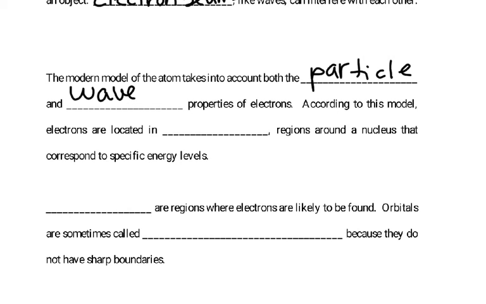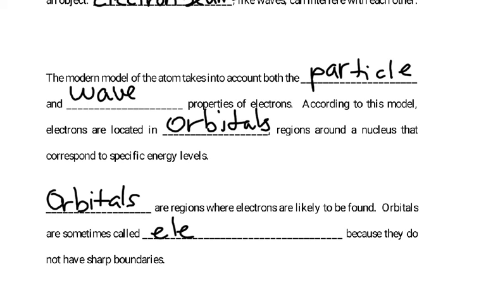Properties of electrons. According to this model, electrons are located in orbitals, which are regions around a nucleus that correspond to specific energy levels. And we do know that orbitals are regions where electrons are likely to be found. We can't pinpoint the exact location of an electron, but we can say it's somewhere in this little area. Orbitals are sometimes called electron clouds because they do not have sharp boundaries. Okay.